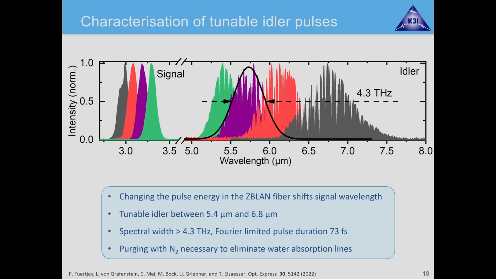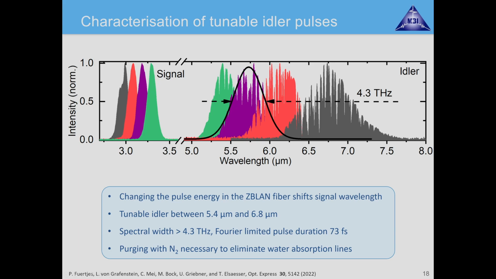So we measured the spectrum of the signal and the idler we get out of the system. On the left-hand side you see the signal spectrum, and on the right-hand side you see the idler spectrum. From the color code you nicely see that if you tune the signal, you also tune the idler. So just by changing the pulse energy, we can shift the signal wavelength in our system. We get a tunable idler between 5.4 micrometers and 6.8 micrometers, and the spectral width of up to 4.3 terahertz allows for a Fourier limited pulse duration of 73 femtoseconds.